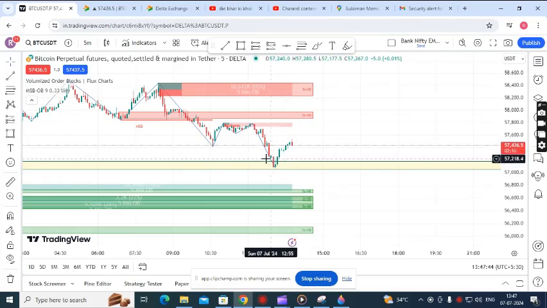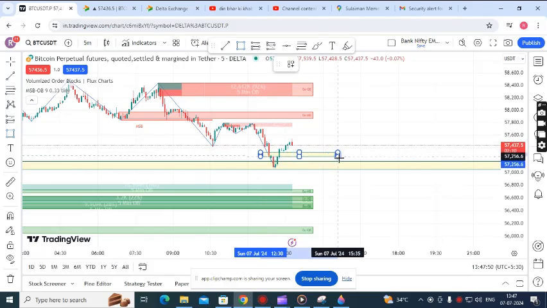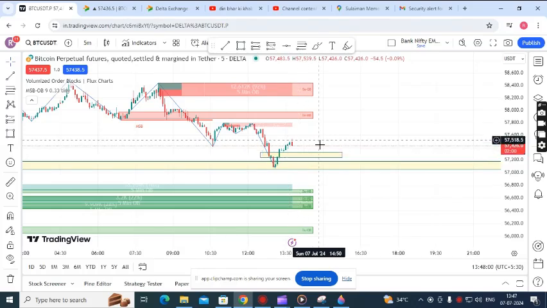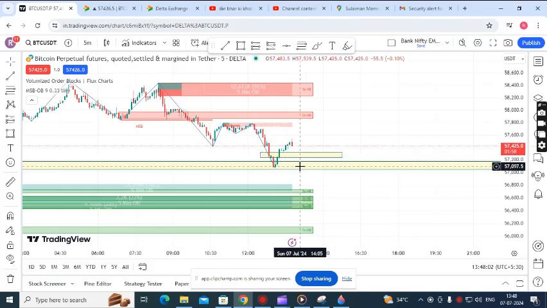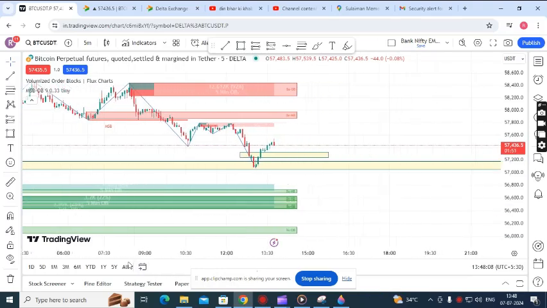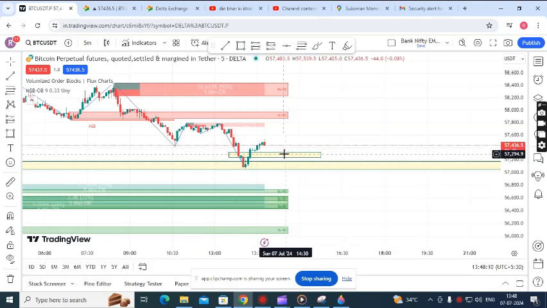Here is one fair value gap. This is a very small fair value gap, but at 5 minutes time frame, this is the fair value gap. Here you can see it will come and go up from here. So that will be the place where we can take the trade and go high. So let's see. We will wait for some time and we'll take the trade here.